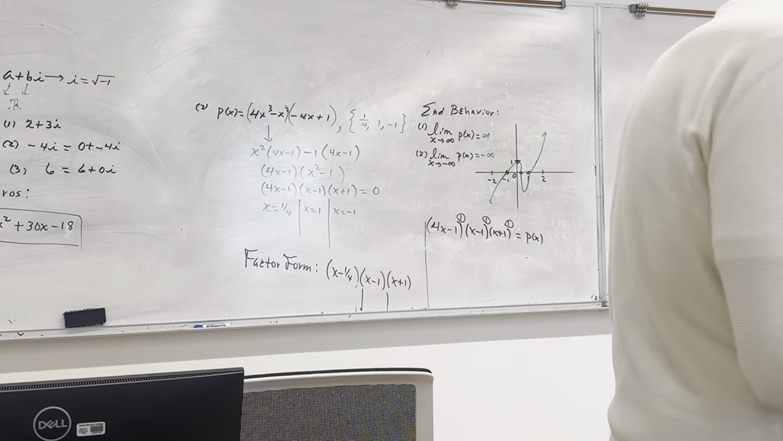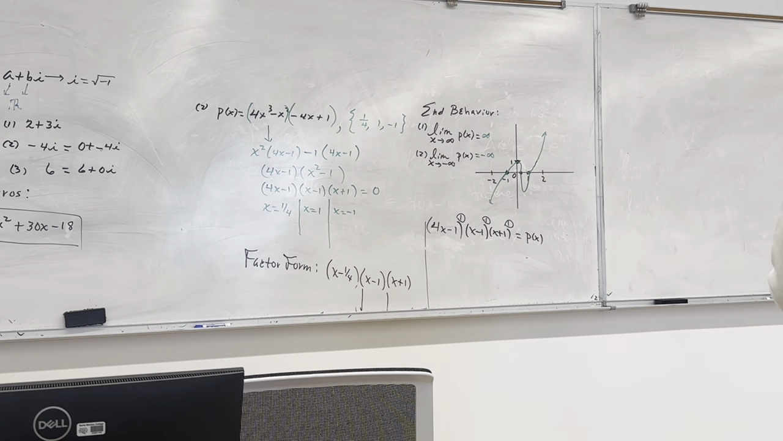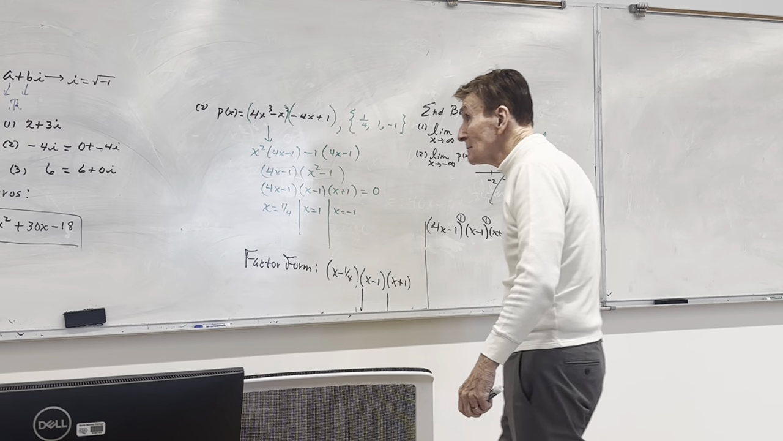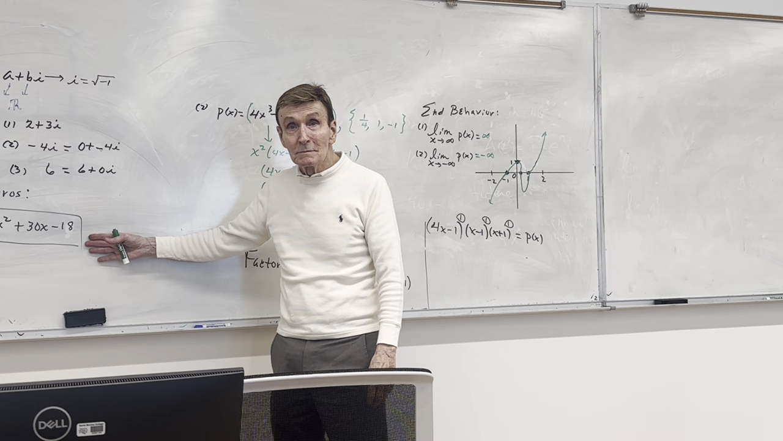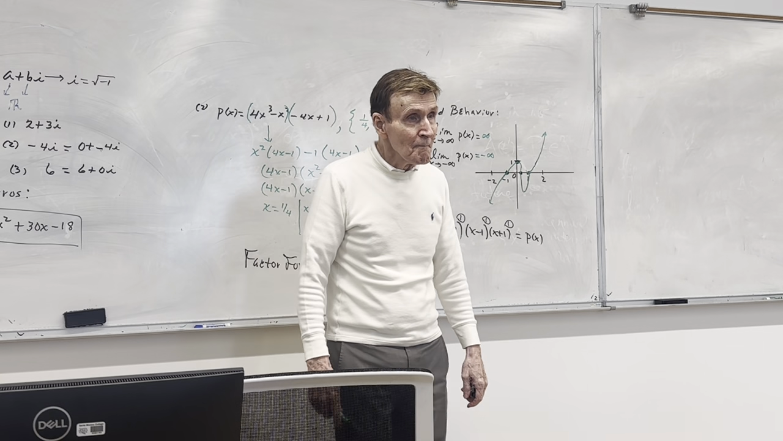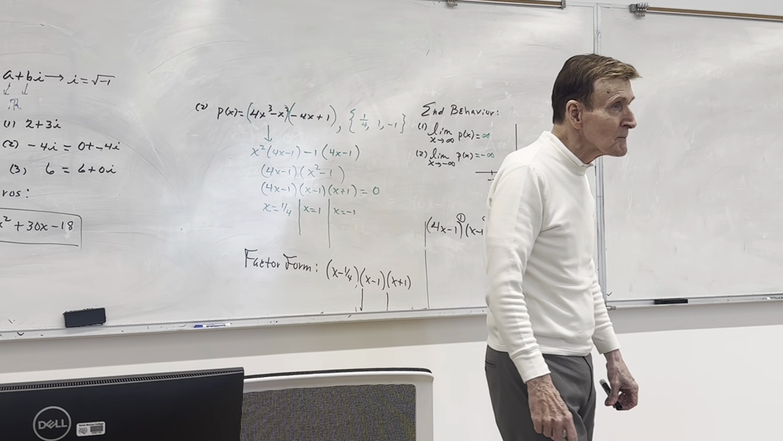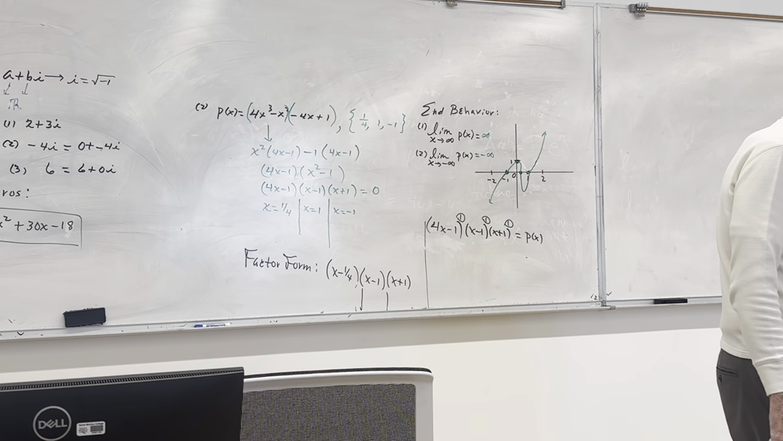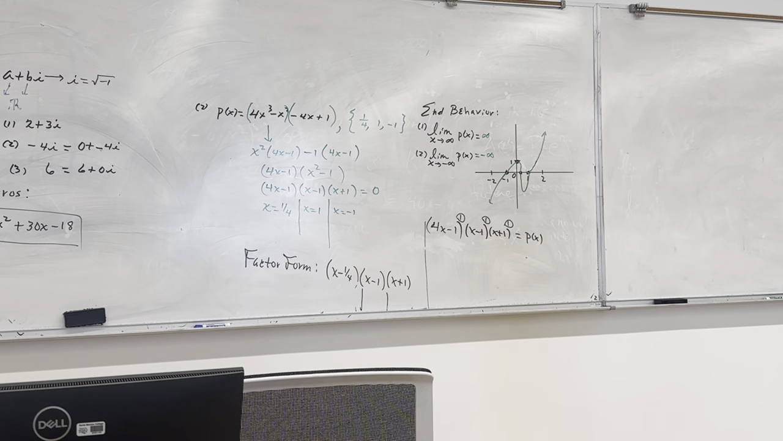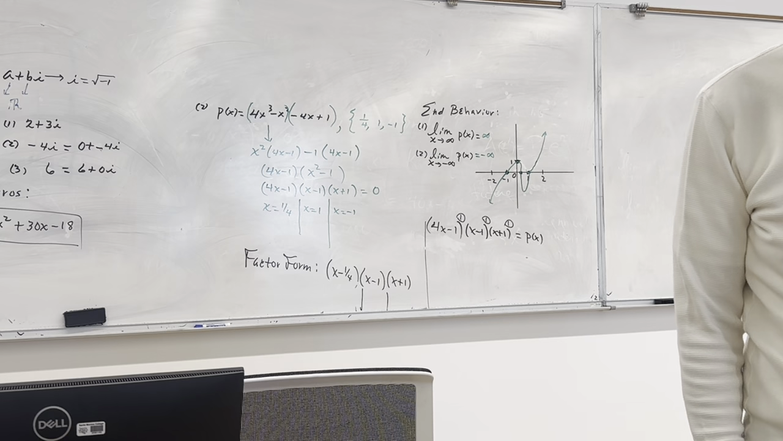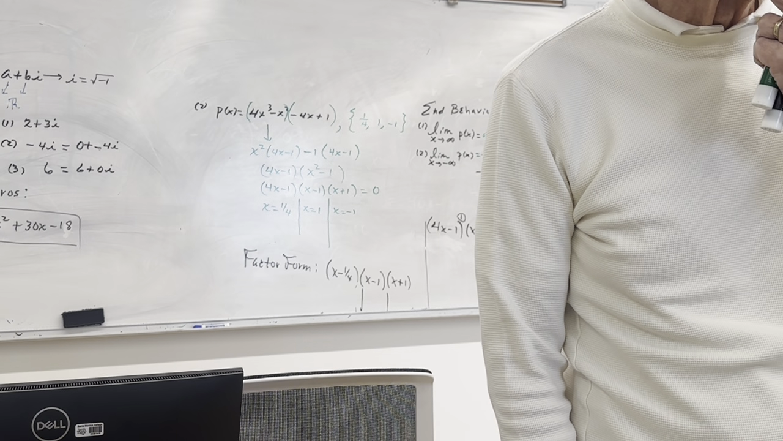Descartes' rule of signs. Suppose f is a polynomial function written in standard form. It's broken into 2 parts. The number of positive real zeros of f either equals the number of variations in the sign of the non-zero coefficients of f of x, or else equals that number less an even integer.